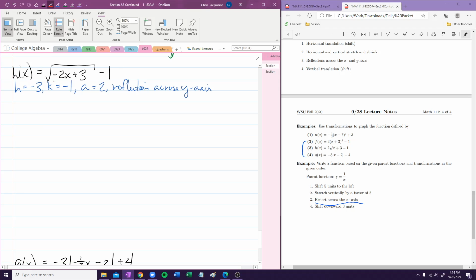When I look at this, what is my parent function? I'm going to call it f of x again. My parent function in this case is the square root of x. Okay, so what does it look like? It's going to look something like this. Okay, so now let's continue.